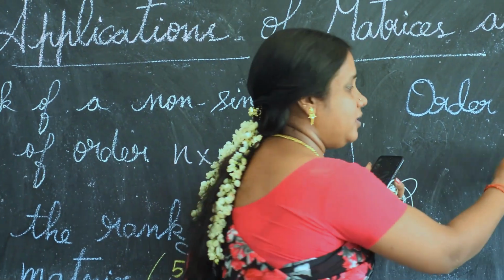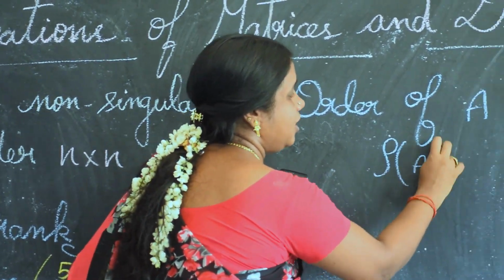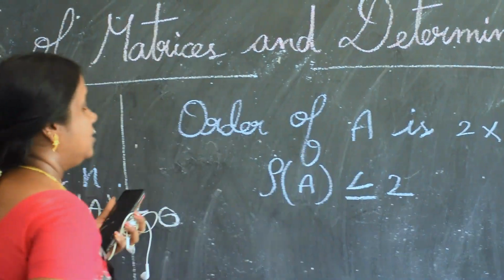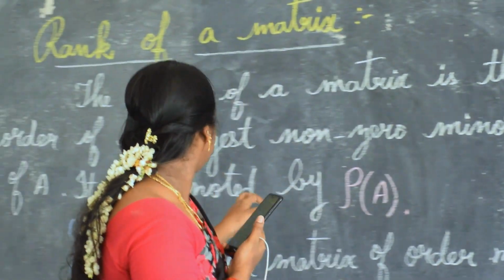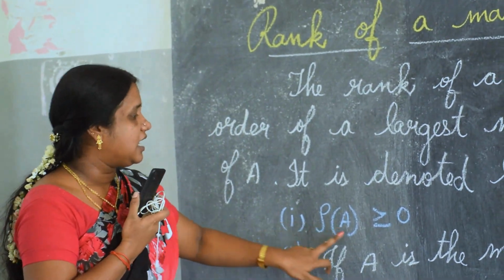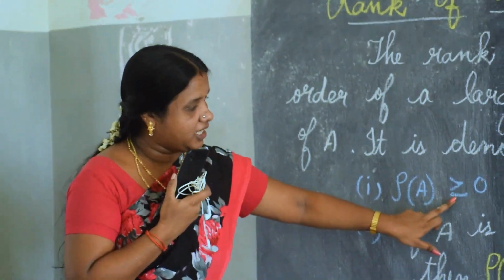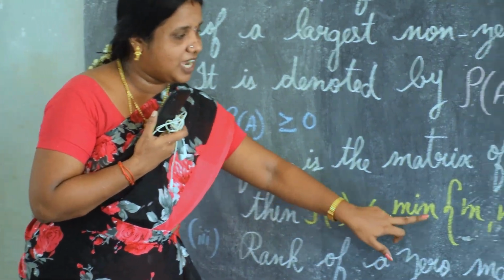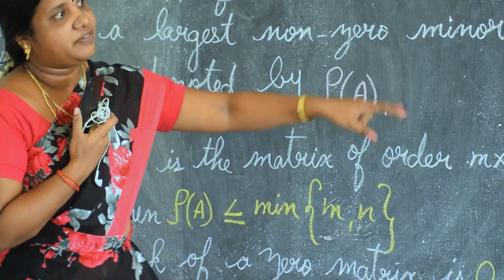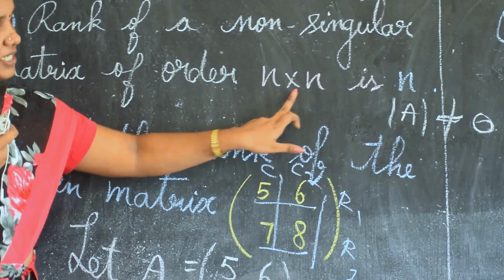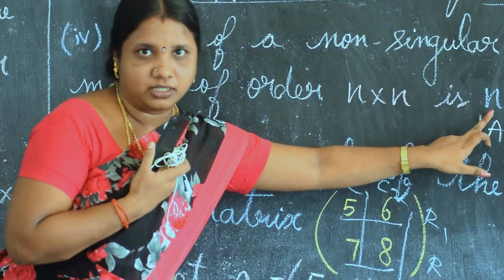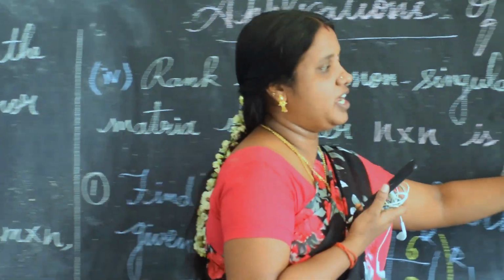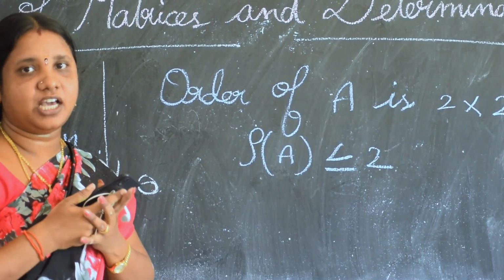Then our rank, rho of A, will always be less than or equal to this 2. This is only our definition. Our rho of A will be greater than or equal to 0, but it will always be less than or equal to the minimum value of m or n. Here our m and n values are both the same, n cross n, so you have to take the n value, that is 2. M is 2, n is also 2. So we are writing rho of A is less than or equal to 2.